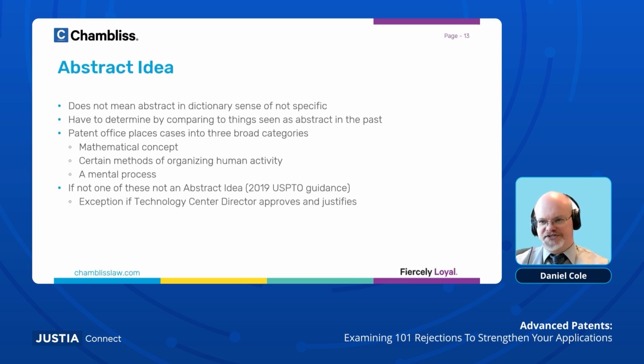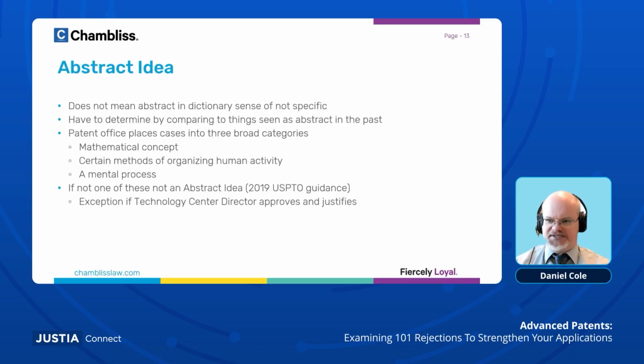Now, we're going to go through each one of these and talk about what each one of these means, because, as I would assume is fairly obvious here, these are very broad things that in and of themselves are not very useful. Now, if it is not one of these, according to the 2019 USPTO guidance, it is not an abstract idea. They did give themselves an out: if the technology center director approves and justifies, you can call something an abstract idea even if it doesn't fit into one of these categories. When that would happen, I don't know.